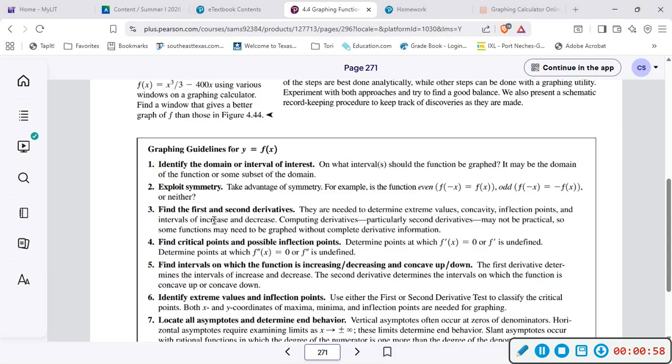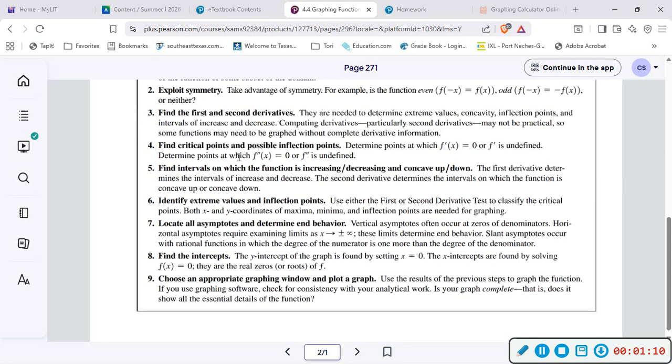You'll look at symmetry. We can look at the first and second derivative to find concavity and increasing and decreasing intervals. Sometimes it may not be practical, so you go through these. You can find inflection points and critical points. You can find intervals where it's increasing, decreasing, concave up, concave down. All of these different things we're going to be exploiting while graphing functions.